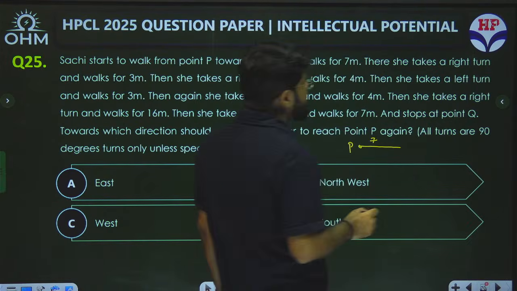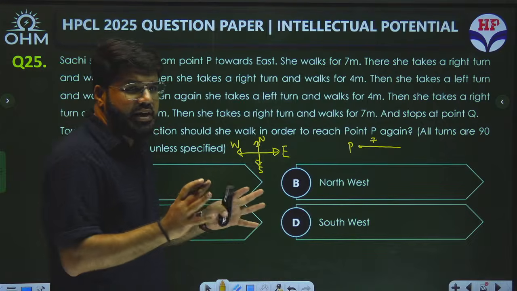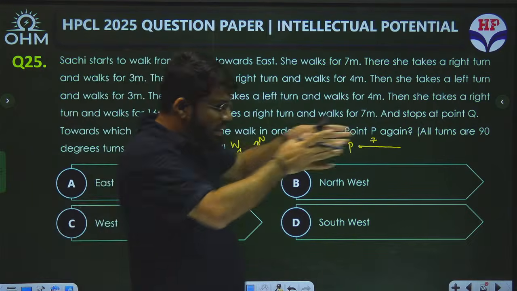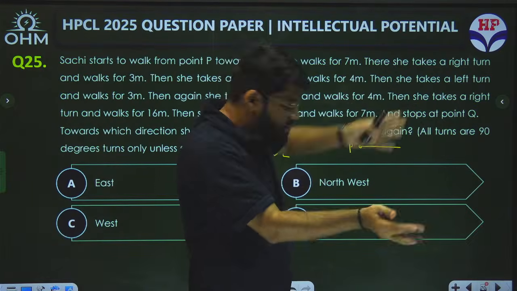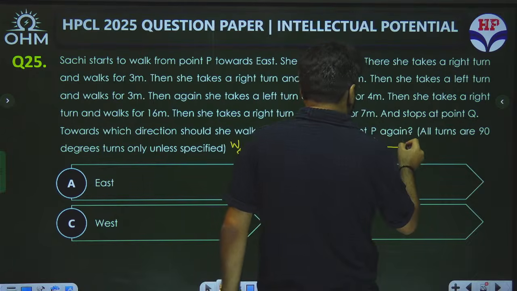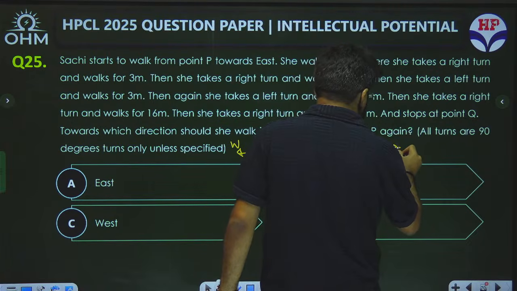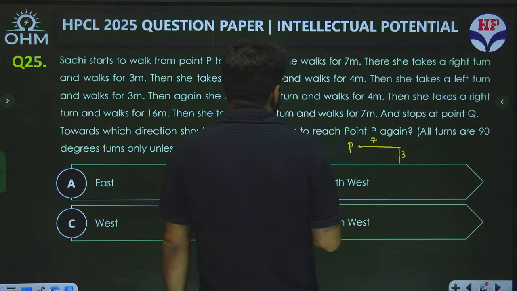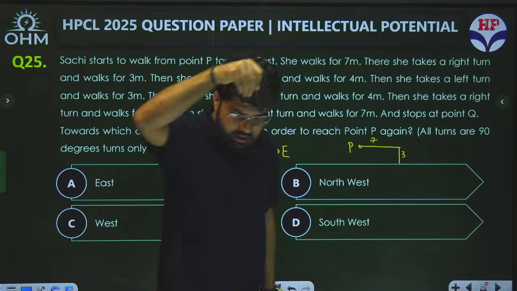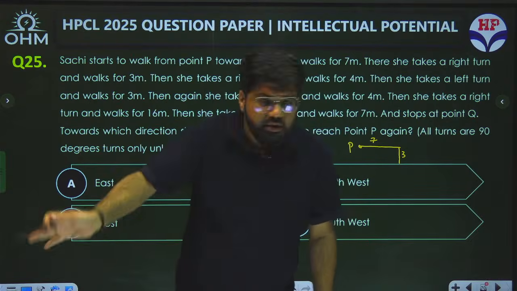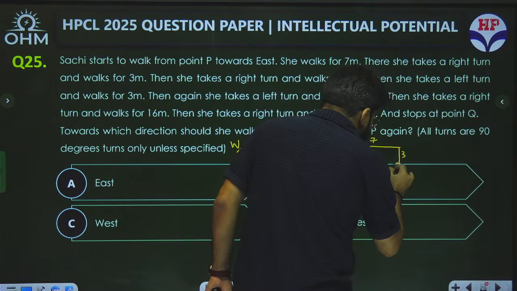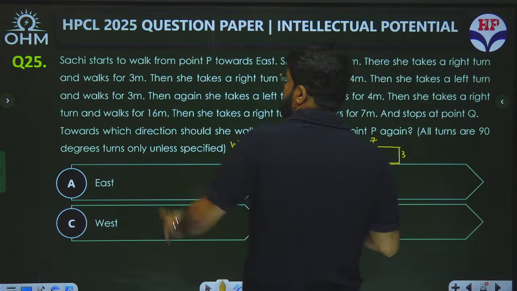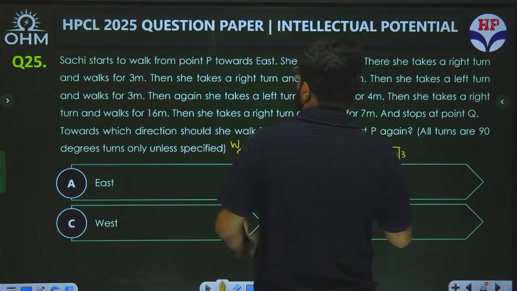From there, she takes a right turn. Now, sometimes it is the left, right and east, west combination. So if she's going in this direction, she's facing here, and right means this will be right. She takes a right turn and walks for 3. So right means this direction, down. Then she takes a right turn again. If you're going this way, this will be the right for the person. So she again takes right.